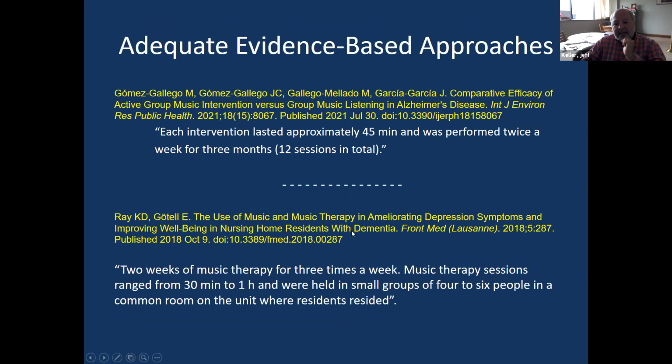I have here 2 studies. Again, you can look these up and just Google. These studies have enough detail about them that they can be reproduced. And in these instances, there were 12 sessions, 45 minutes. I'm going to show you the multiple beneficial effects that these Alzheimer's patients observed. In this one, they got as few as 2 weeks, but very intensive sessions with the music therapy. And again, I'll let you go to the papers to get the details on how the music therapy session was run.